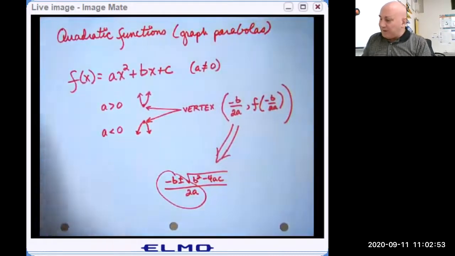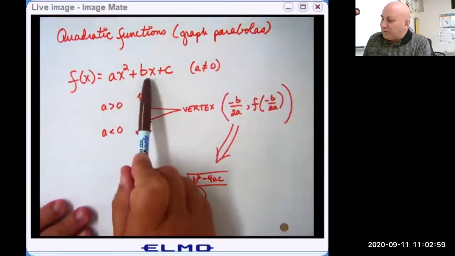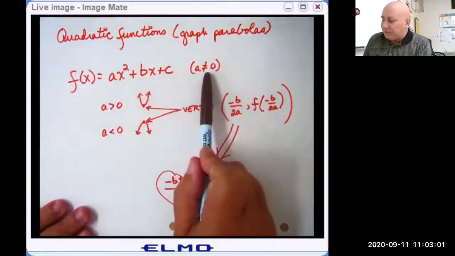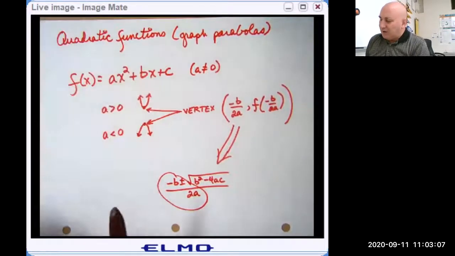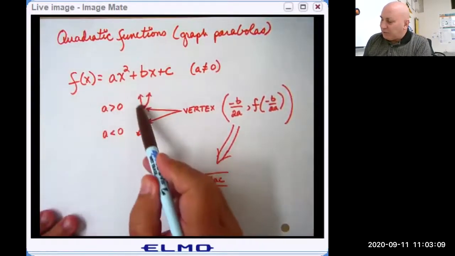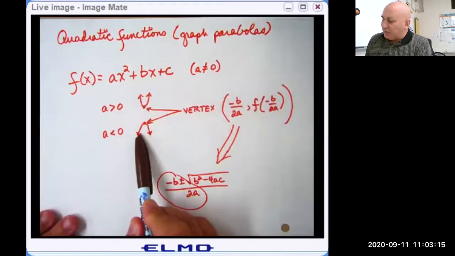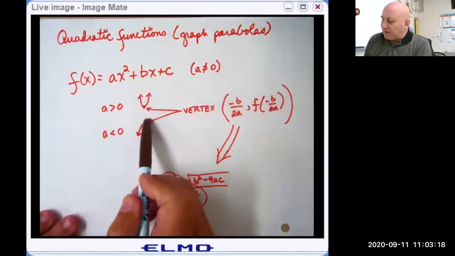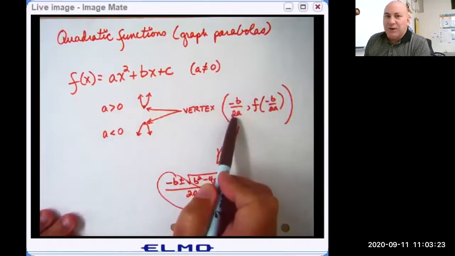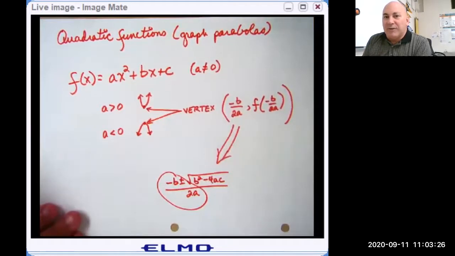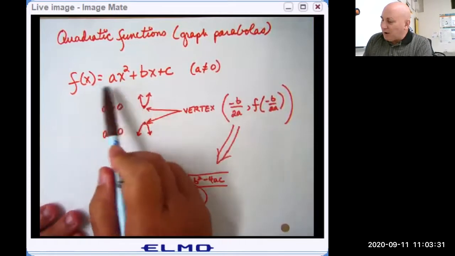So, graphing parabolas. Parabolas are of the form ax squared plus bx plus c, where a is not equal to 0. If a is 0, then you just have a line. If a is positive, the parabola opens upward. If a is negative, the parabola opens downward. The vertex of the parabola, to find the x coordinate of the vertex, that turning point, it's negative b over 2a. Then you substitute that negative b over 2a, that x value, into here, and you get the y value.